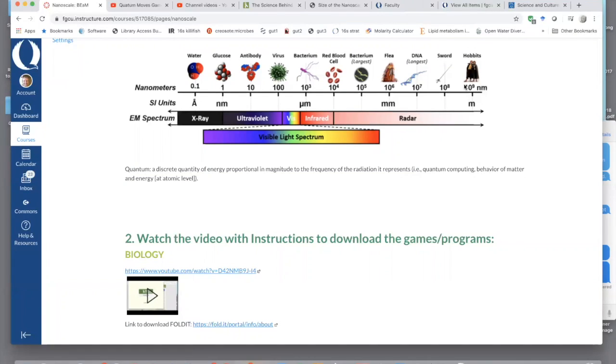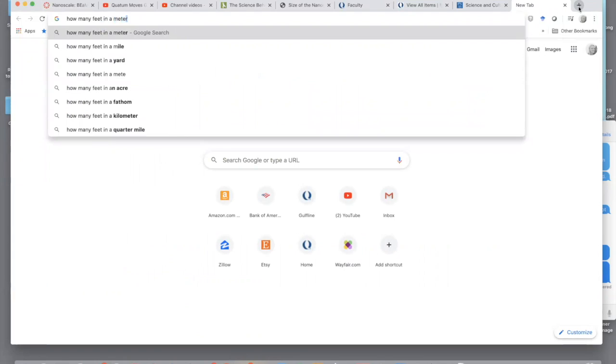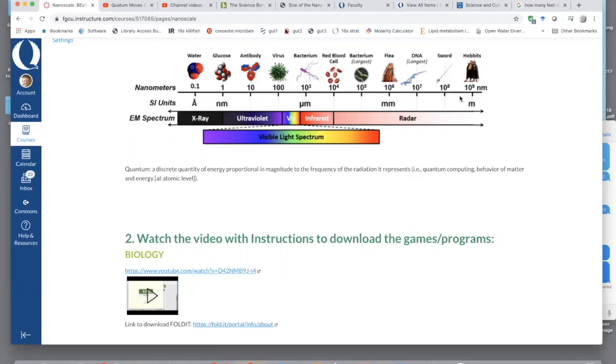If you swim or if you have been working in the metric system for a while, a meter is probably, I think it's 2.37 feet. Let me see if that's right. How many feet in a meter? I don't ever do this conversion. 3.2 feet. All right. So about the size of a hobbit.